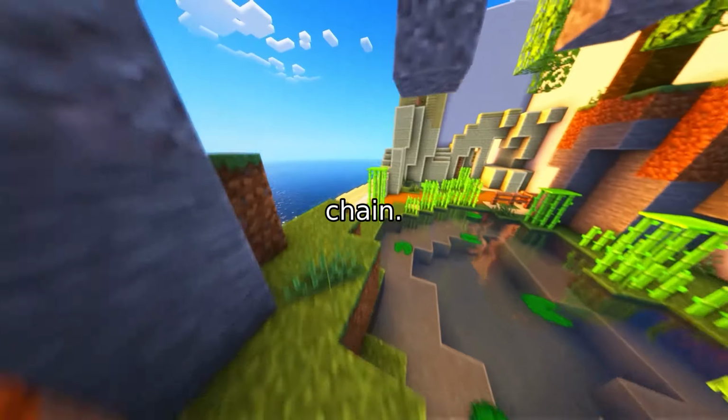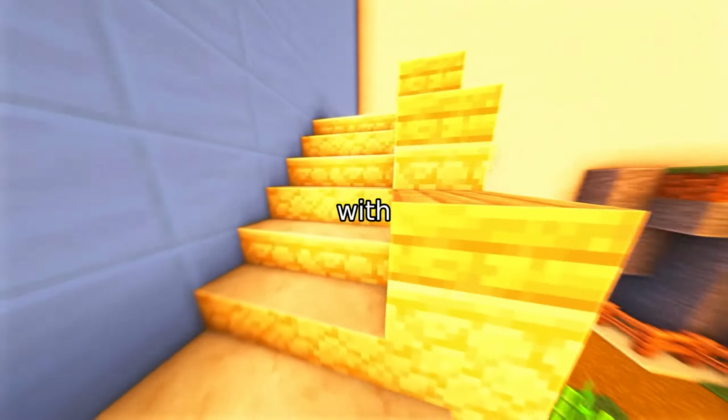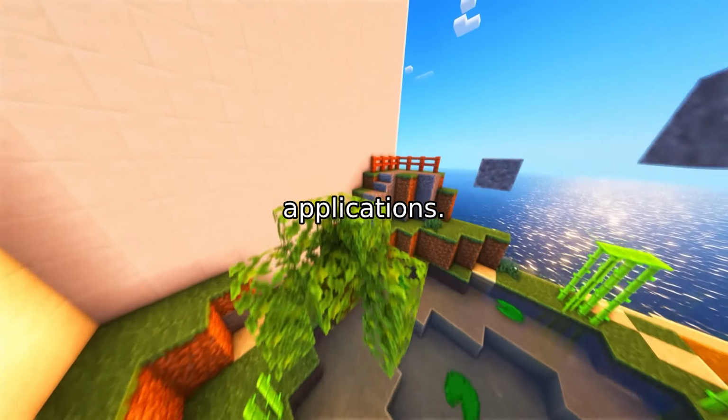ViF, in contrast, breaks the chain. It doesn't just reduce hallucinations, it replaces the flawed relay mechanism with a visual one. This isn't just academic. It's critical for real-world applications.